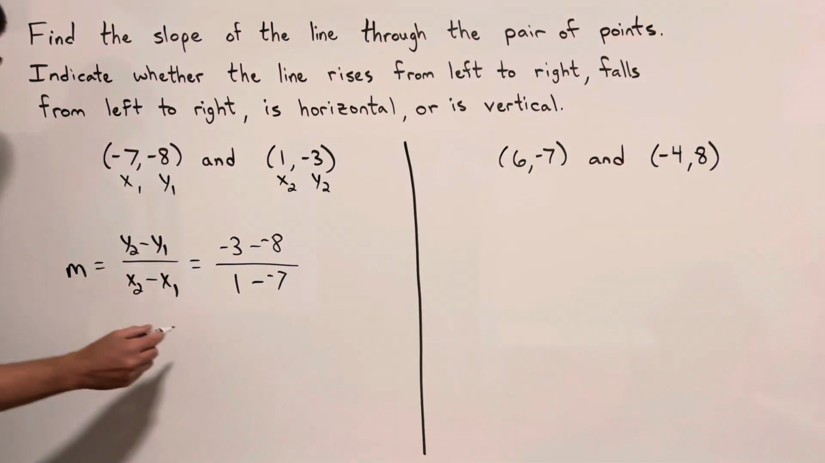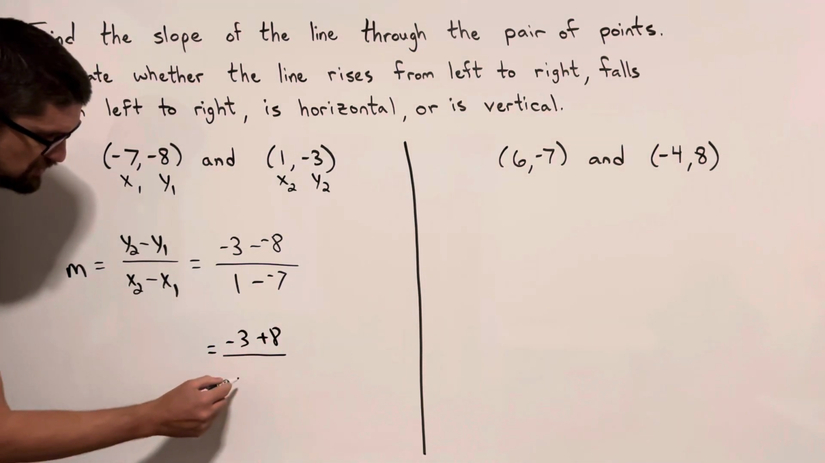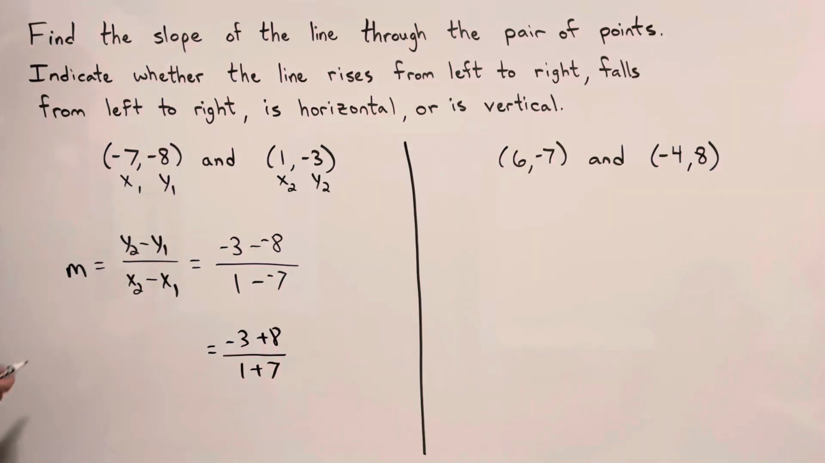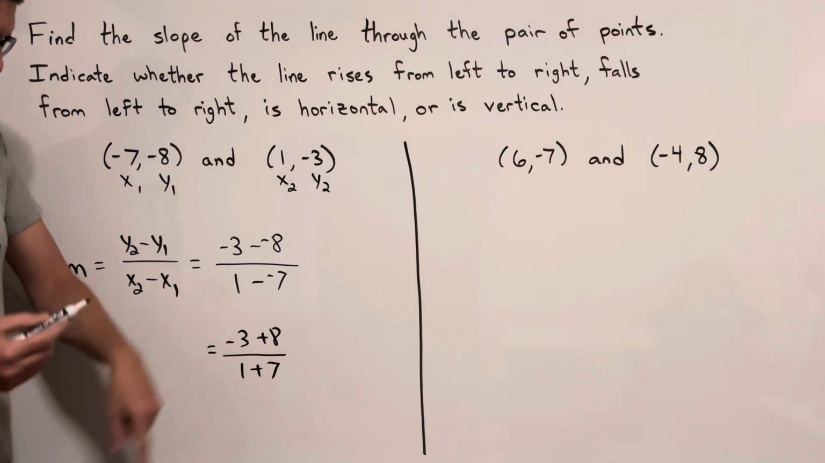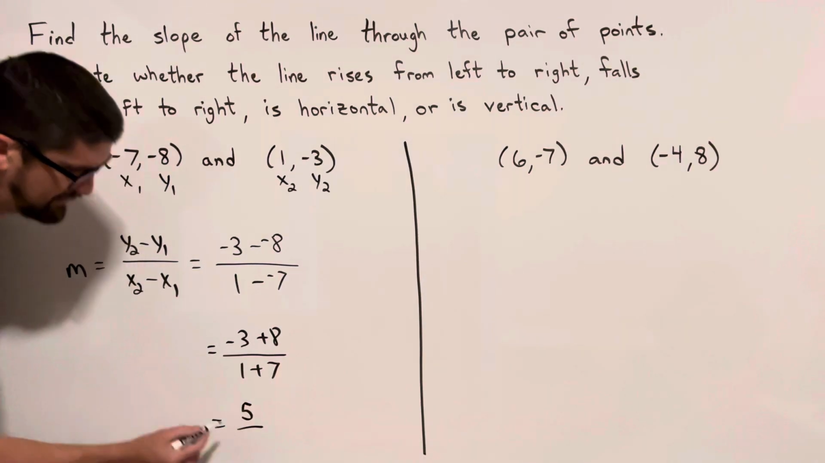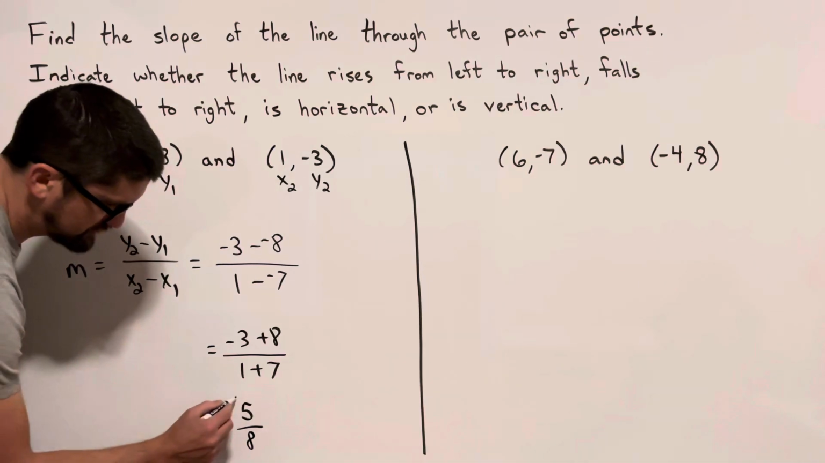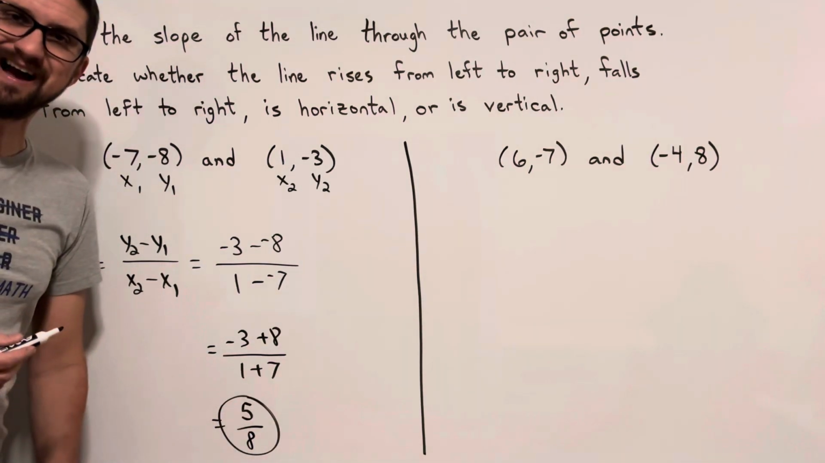Now if you have a double negative, minusing a negative number is the same thing as adding it. So this comes out to -3 plus 8 over 1 plus 7. -3 plus 8 is 5. And 1 plus 7 on the bottom is 8. So the slope here comes out to 5/8.